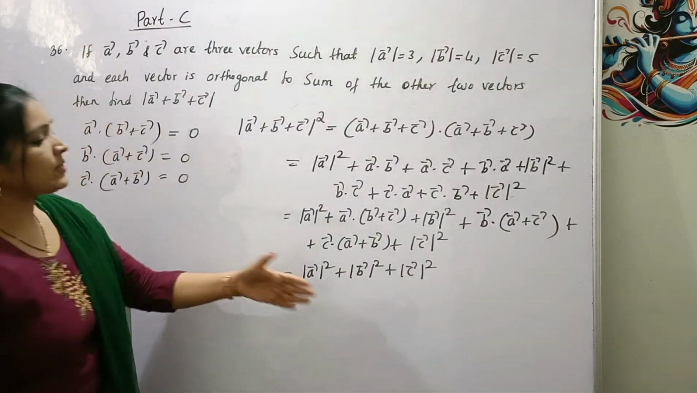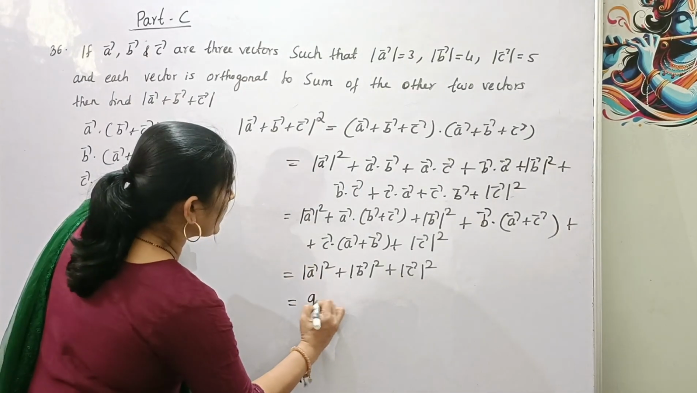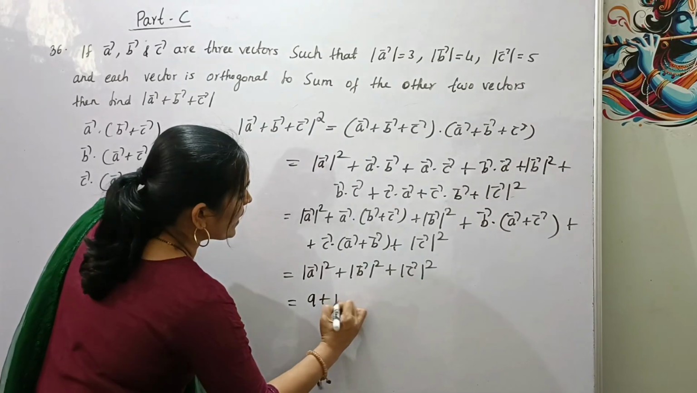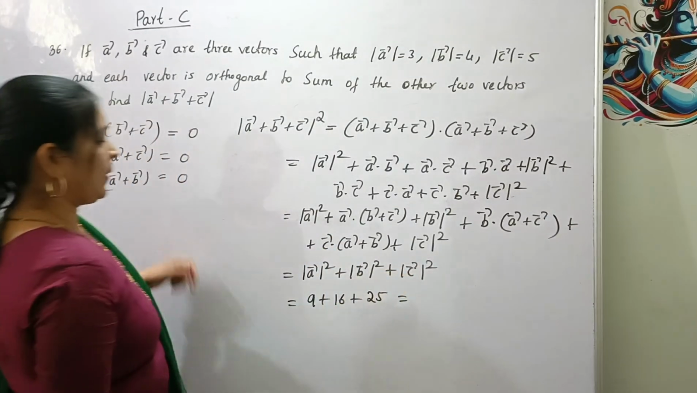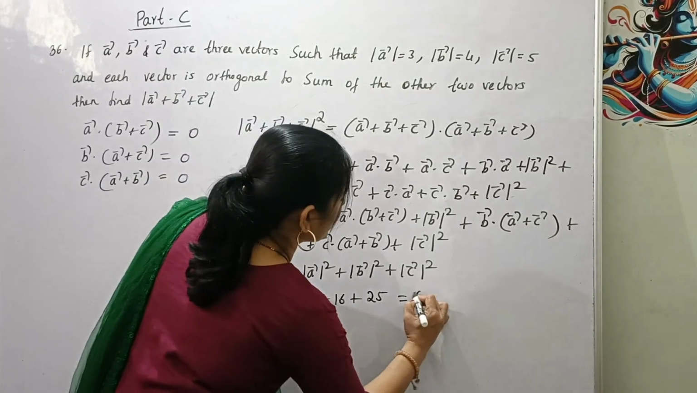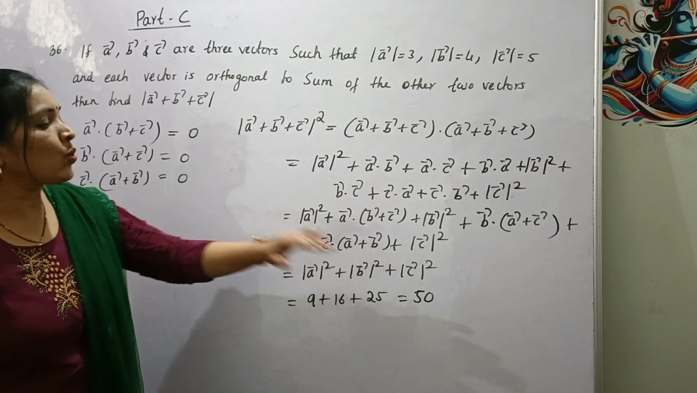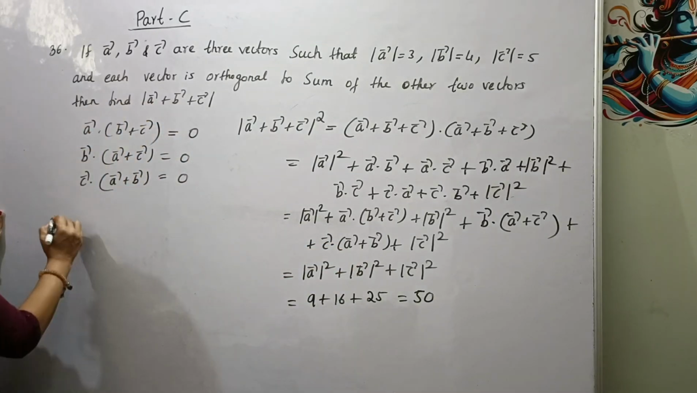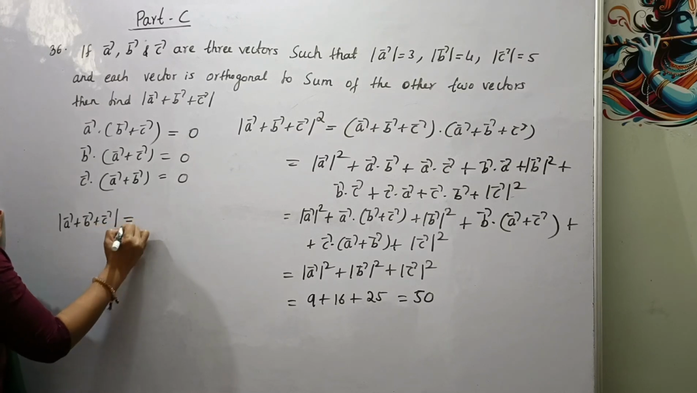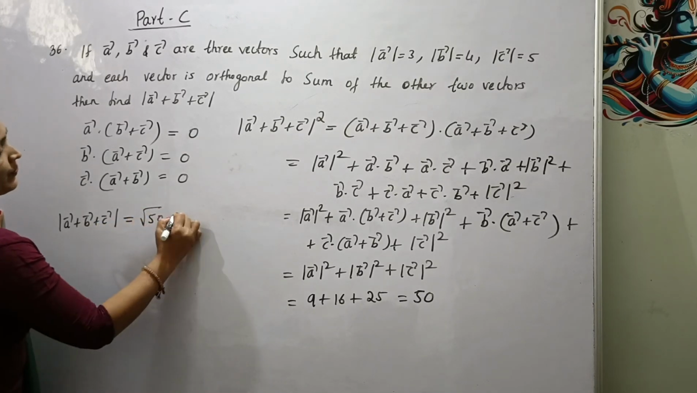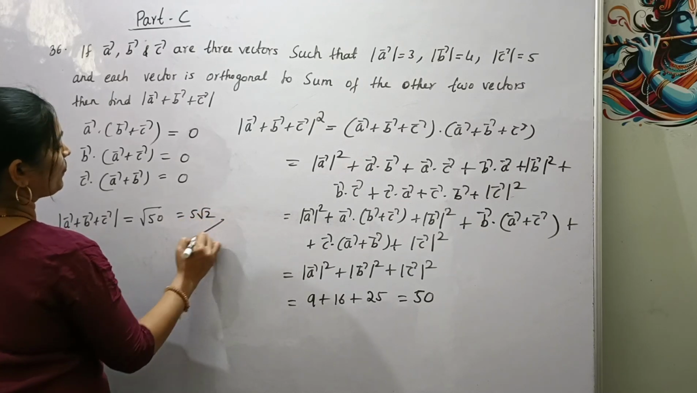That is equal to, here these values are given. Modulus of vector A is 3, so 3 square 9, plus 4 square 16, plus 5 square 25. 25 plus 25, 50. So here its square is equal to 50. We need to find the modulus of vector A plus vector B plus vector C, that is equal to square root of 50. That is 5 root 2.